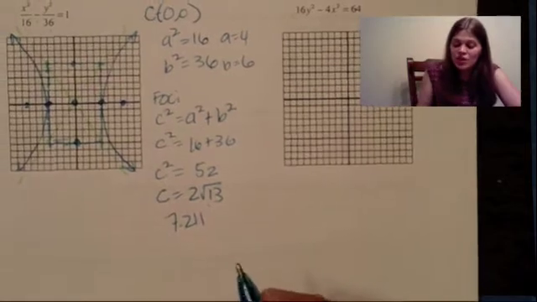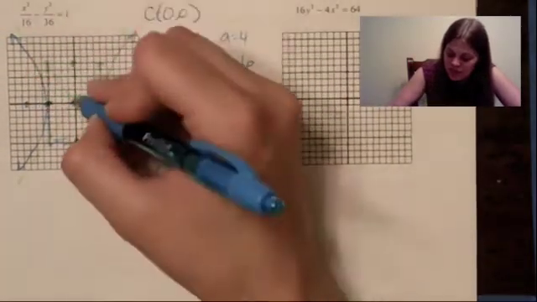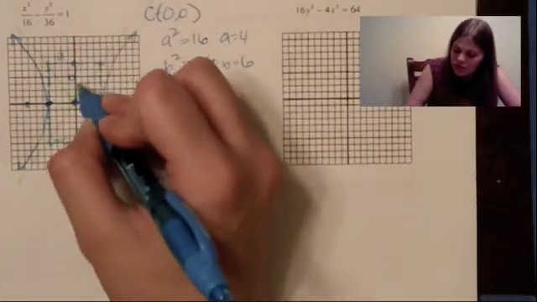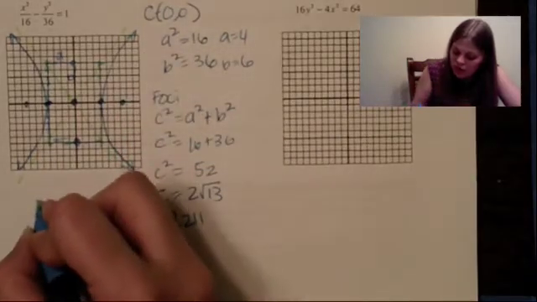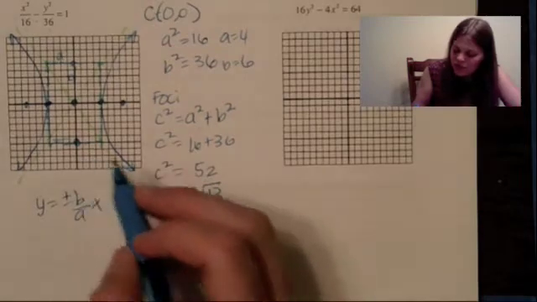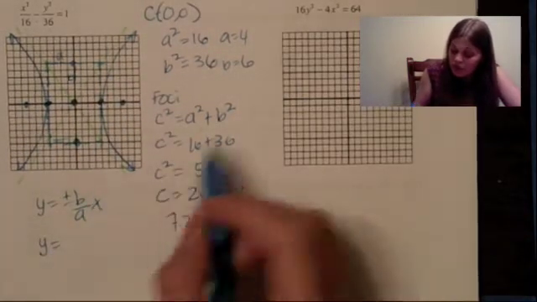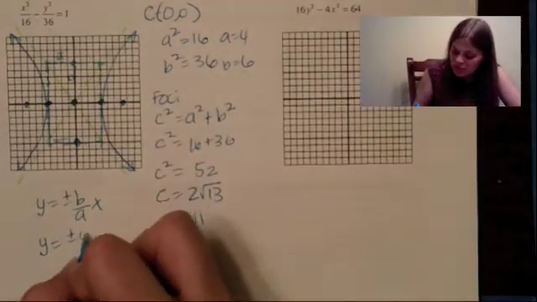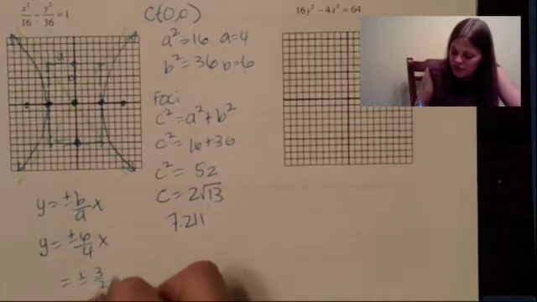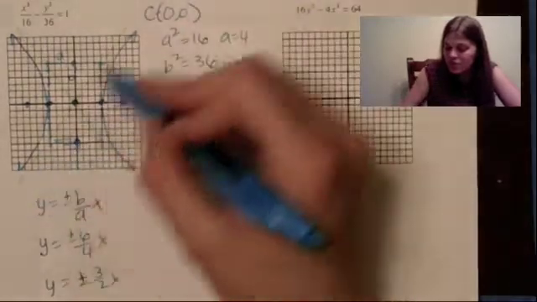Now to find the equation of the asymptotes, notice that we start here at 0, 0, and this line is your b value over your a value, right? This was b, this was a. So you're going to have y equals plus or minus b over a x for your equation of the line. So I have y equals plus or minus 6 over 4x, and then I reduce that to 3/2 x. Notice I keep the plus or minus because I have one with a negative slope and one with a positive slope.